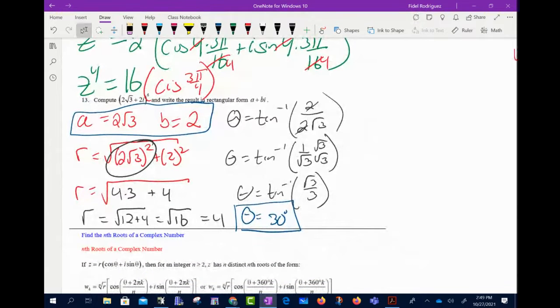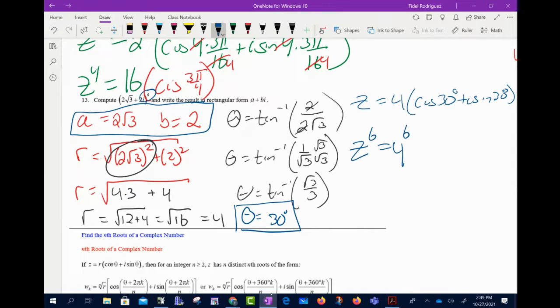Now, let's go ahead and write our answer in polar form. We're going to say z equals r, which is 4, times the cosine of 30 degrees plus i sine 30 degrees, right? And we're going to be raising this to what power, y'all? 6. So if we're going to raise this to the 6th power, the first thing we do is take 4 to the 6th power, and then cosine of 6 times 30 degrees plus i sine 6 times 30 degrees.